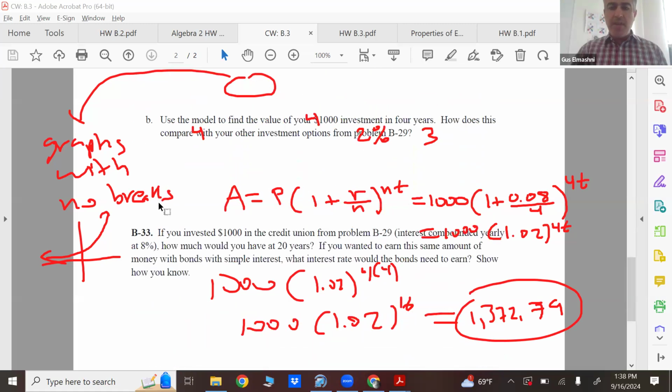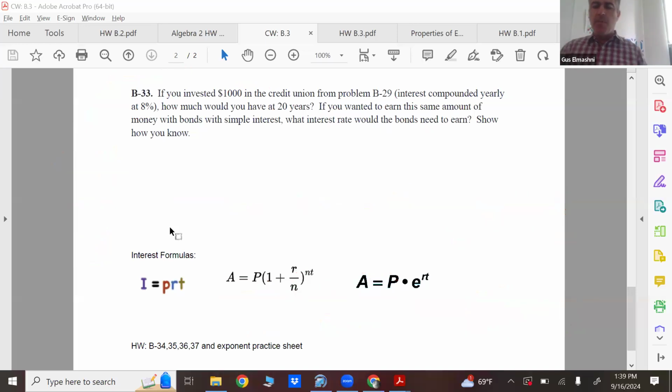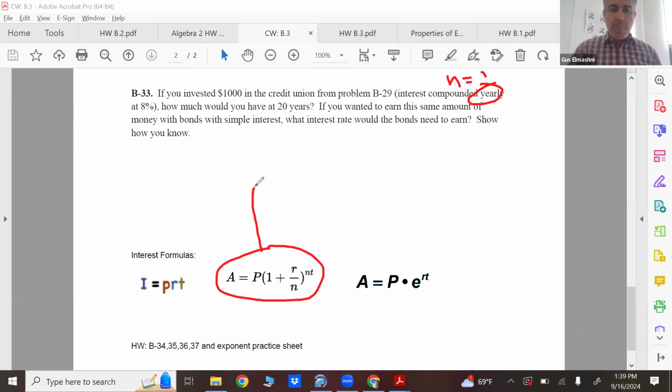And then lastly, 33. Then we have plenty of time for you guys to do the group quiz and then homework as well. And homework, I have a new homework packet to give you guys. Okay, you invest $1,000 in a credit union from the same problem. How much do you have after 20 years? Compounded yearly. So N is 1. So using this formula right here.